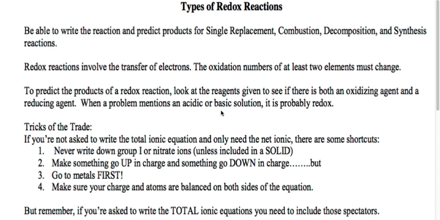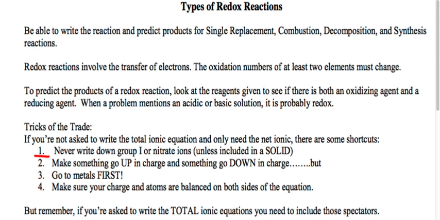So some of the tricks of the trade of doing this quick method is to, number one, never write down any group 1 metal ions or nitrates, unless they say it's included in a solid. Why would I not do that? They're always soluble, but what are those things called that we cross out? Spectators. They're always spectators, so why write them down in the first place? So that's going to save us a lot of time.